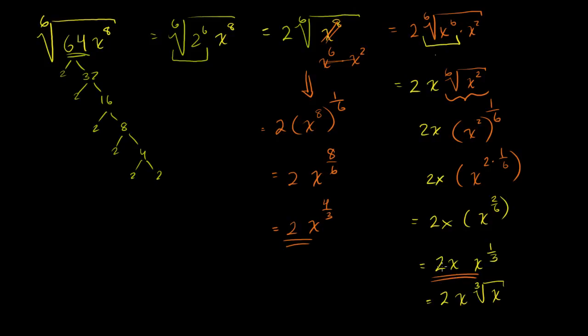Why is that? Because we have 2 times x, or 2 times x to the 1st power, times x to the 1/3 power. You add 1 to 1/3, you get 4/3.